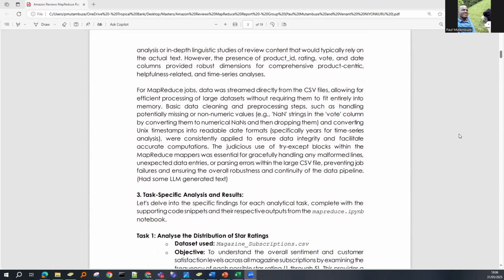For example, the trainer dataset's ratings only had two stars, that is 1 and 2 stars, which was a bit of a challenge, as it limited our ability to perform the positive versus negative sentiment comparison. We also had another issue with helpfulness in the magazine subscription data, which had a vote column that served as a proxy for helpfulness.